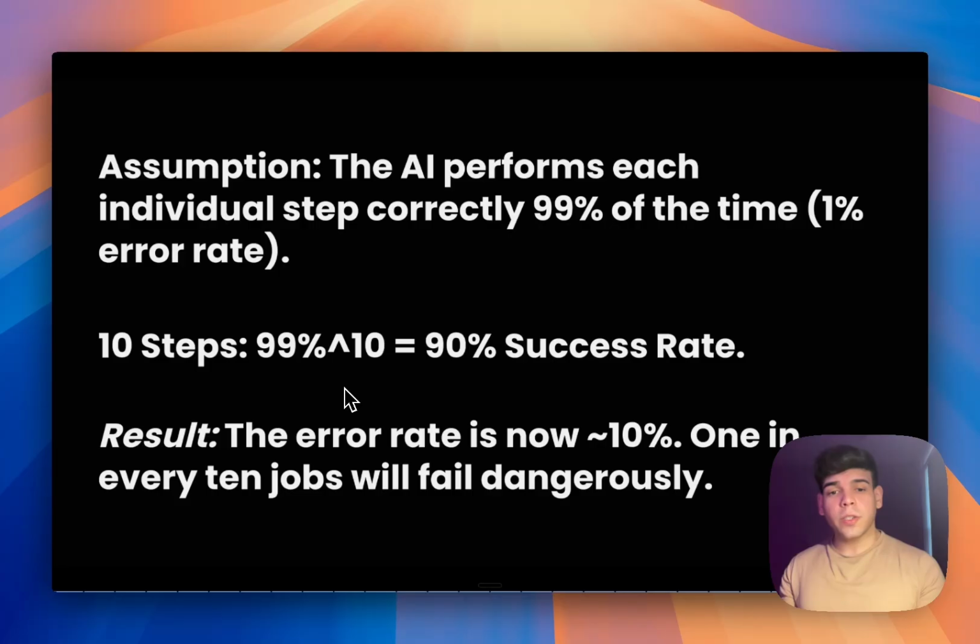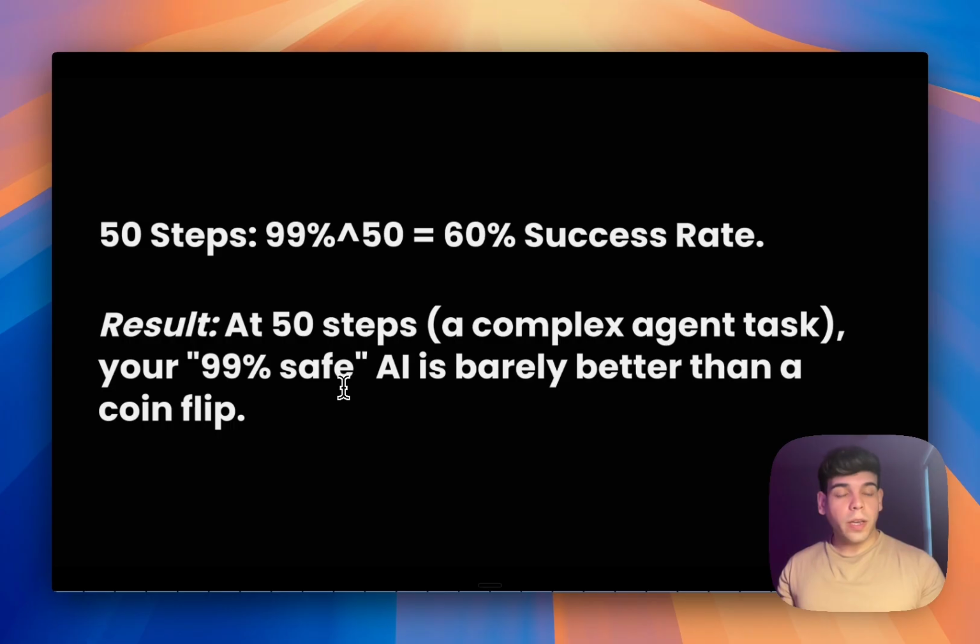The result is your error percent is now actually 10%. 1 in every 10 tasks will then fail or something will go wrong. Let's take it further. Again, people are running ClawdBots 24, 48 hours doing all these crazy tasks. Let's use that same analogy here.